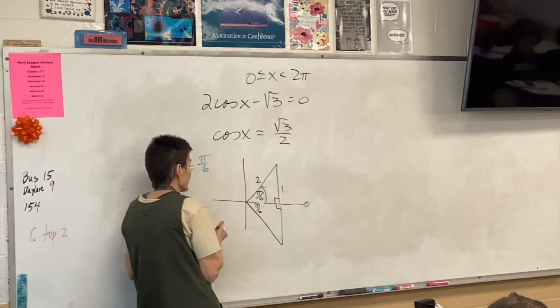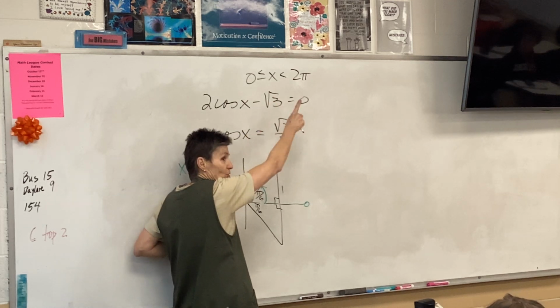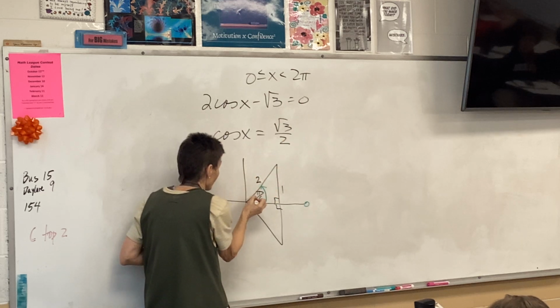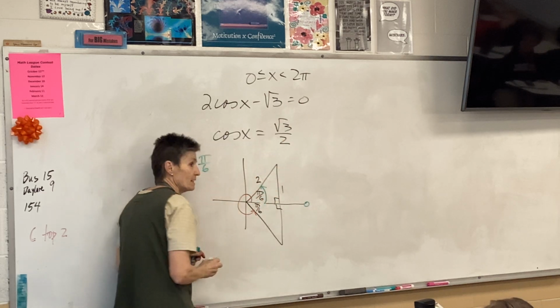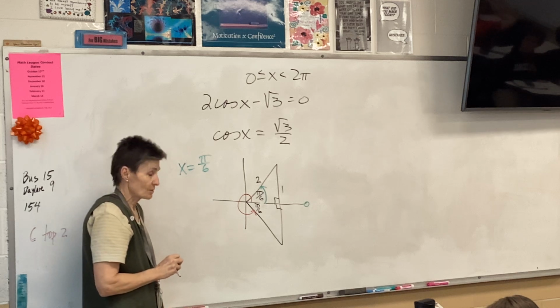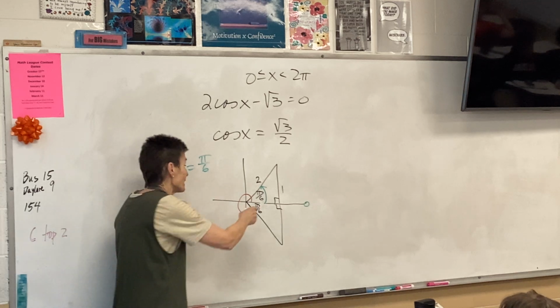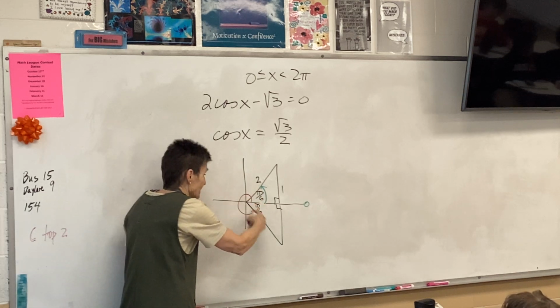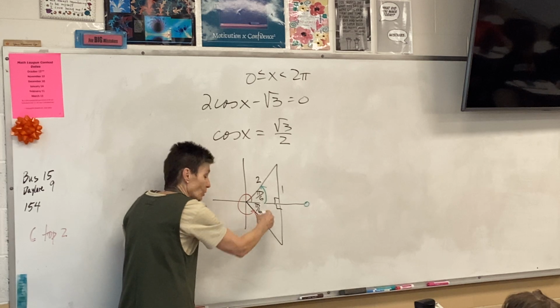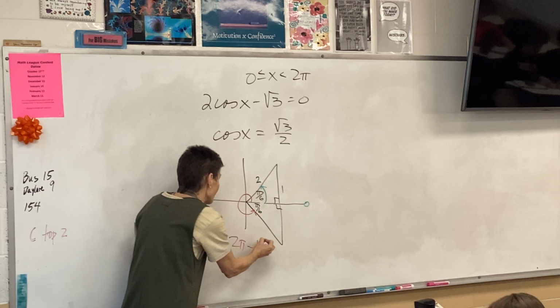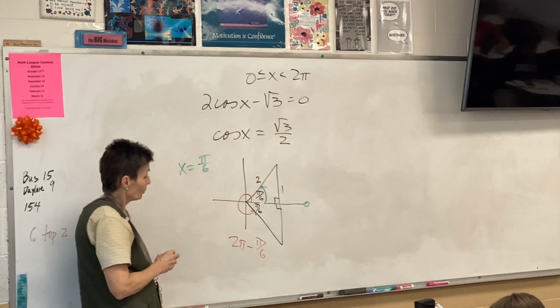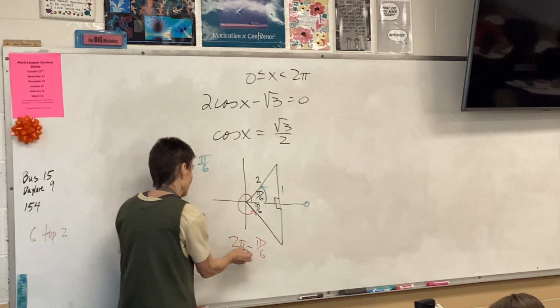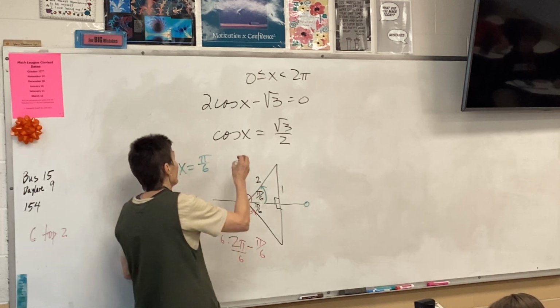The other answer is, well, I could say negative pi over 6, but not with those directions. It's not on. It's 2 pi. I've got to go all the way around to here. Is it 2 pi minus pi over 6? So 2 pi is all the way around, but I stopped that far short, so it's 2 pi minus pi over 6, which would be 11 pi over 6.